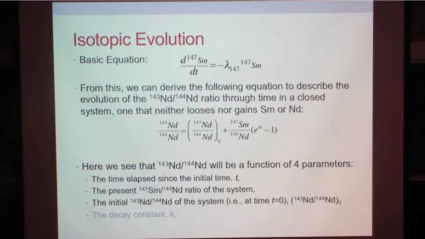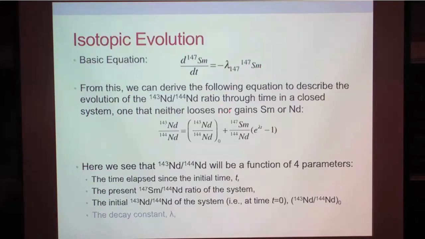Okay, so isotopic evolution. This is our basic equation of radioactive decay. This is the change in the amount of samarium-147 as a function of time. It is going to be the negative of the decay constant, which defines the rate of decay, and that's a parameter that's independent of everything, basically, times the number of atoms we have of samarium-147.